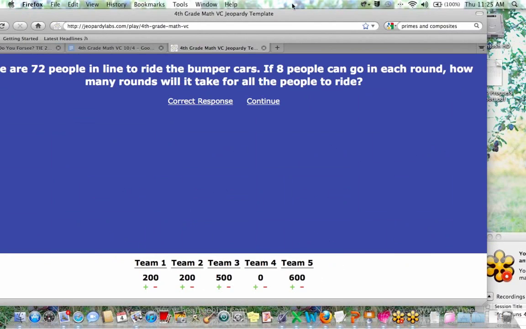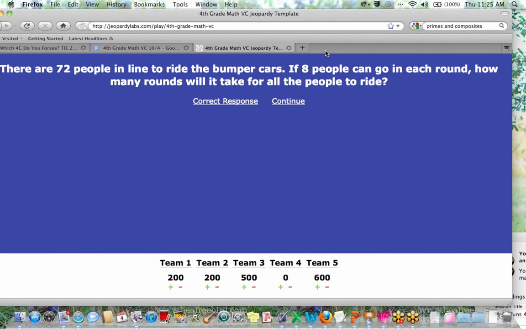Sorry, I got to move my screen around a little bit. There are 72 people in line to ride the bumper cars. If 8 people can go in each round, how many rounds will it take for all the people to ride? 72 divided by 8. I got a couple answers. Guys, you have to get quick with your math facts.